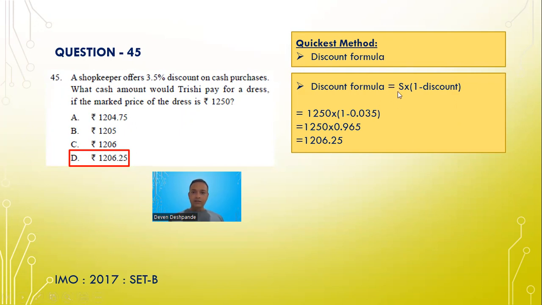Similarly, here the discount formula is S into 1 minus discount. So the selling price is 1250 into 1 minus discount. Discount is 3.5%. What is 3.5%? It is 3.5 upon 100, which is 0.035. It will be 1 minus 0.035. What is 1 minus 0.035? It is 0.965. 0.965 into 1250 is 1206.25.